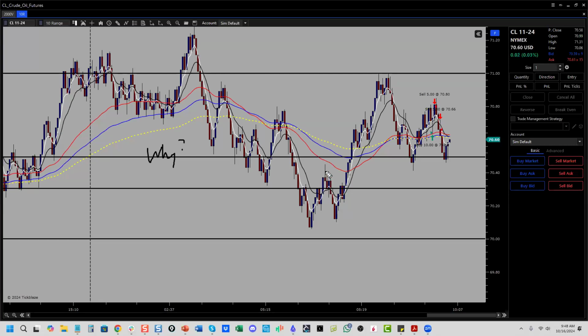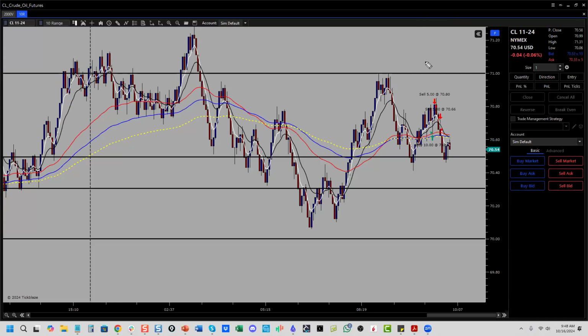This here gave the cross. You enter back on the pullback to the EMA. Same thing here. You got the hold. It gave you another cross. Big trade. This is a reversal. I'm against the trend. So if you want the EMA periods, the yellow is a 144, the red is a 55, the blue is an 89, and these are 5 and 13. They're on the cheat sheet.